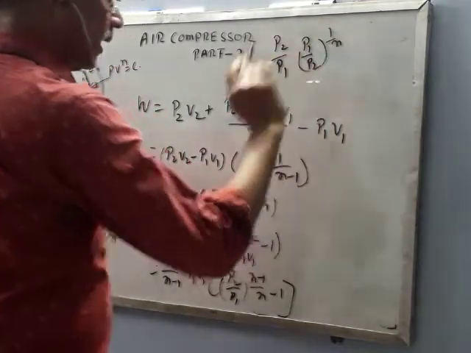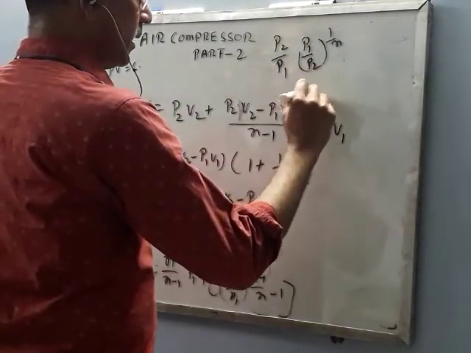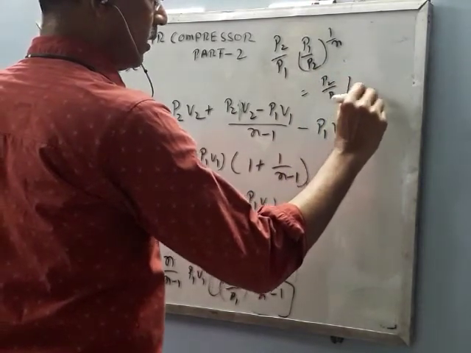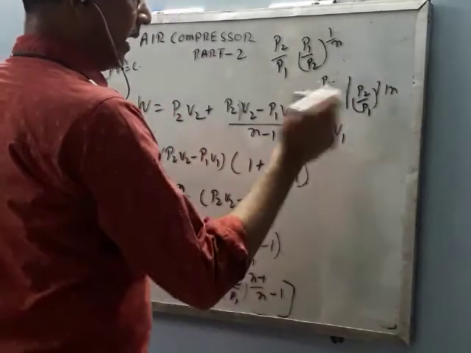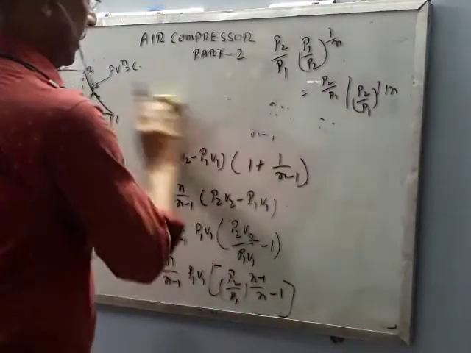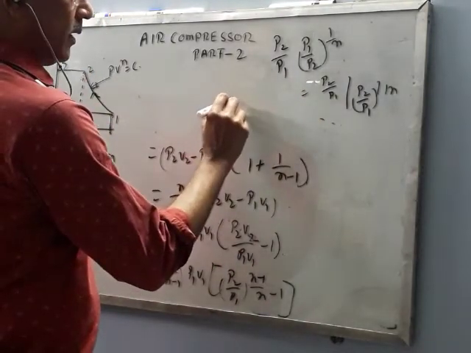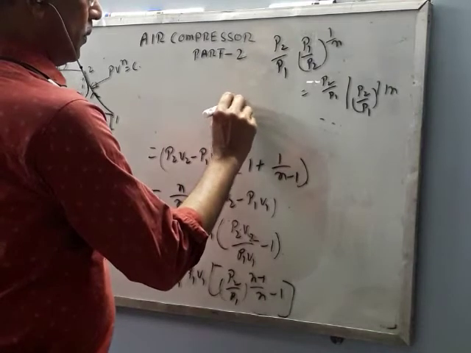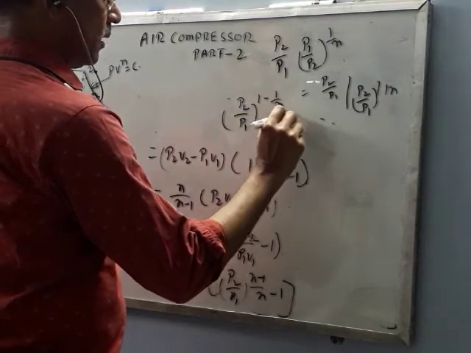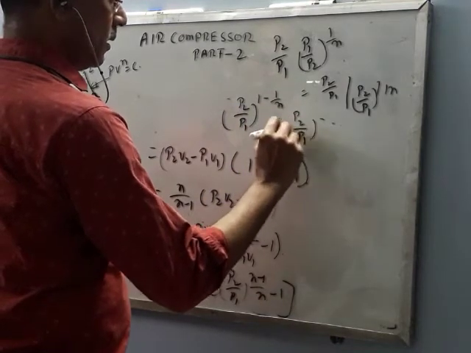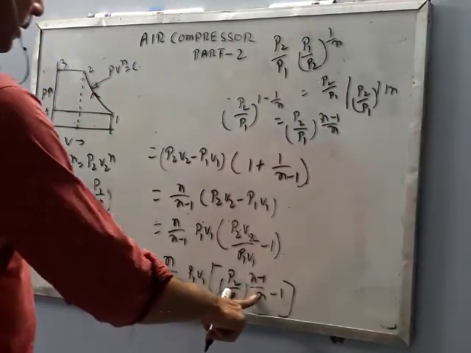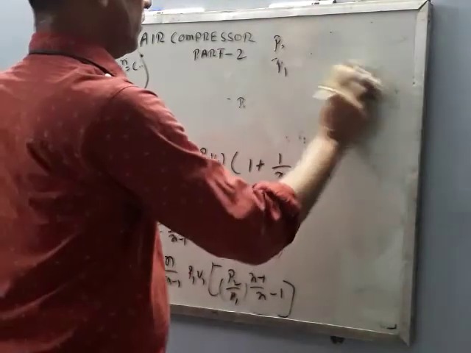So it is equal to P2 by P1 divided by P2 by P1 to the power 1 by n, and that will be P2 by P1 to the power 1 minus 1 by n. So it is equal to P2 by P1 to the power n minus 1 by n. So it is easily correct.